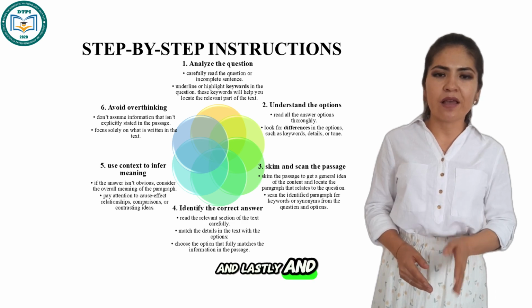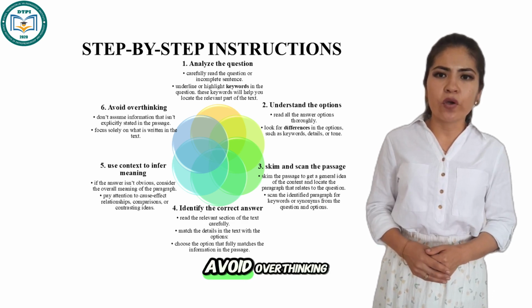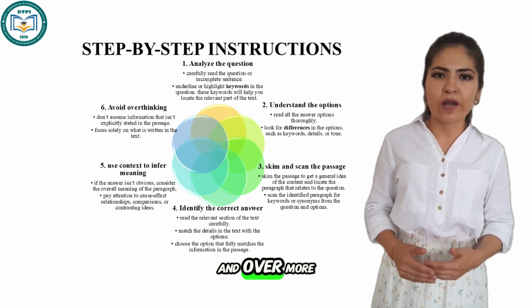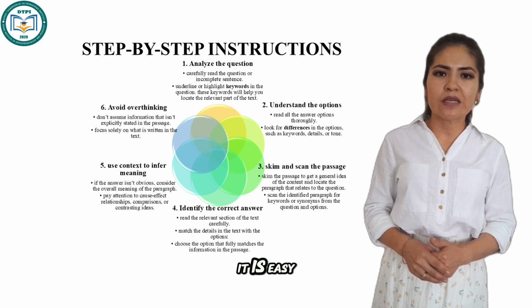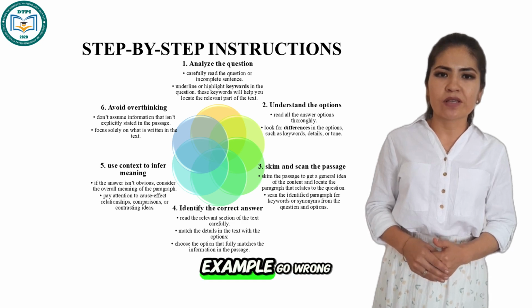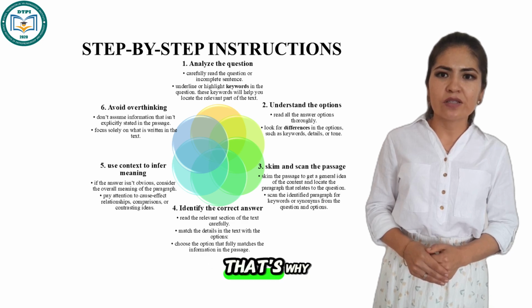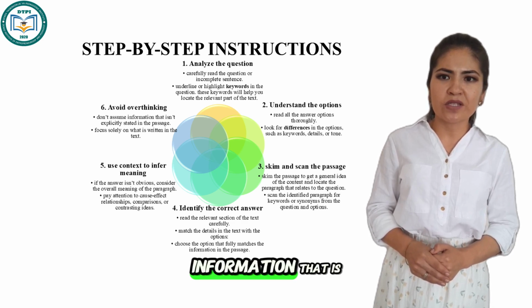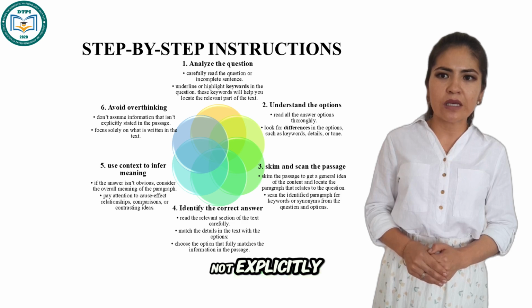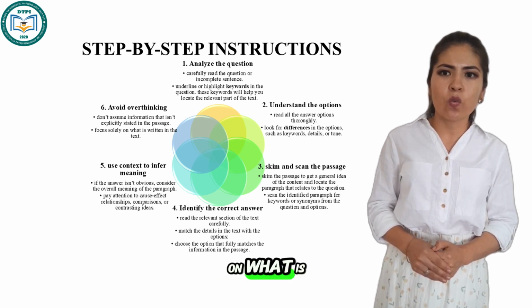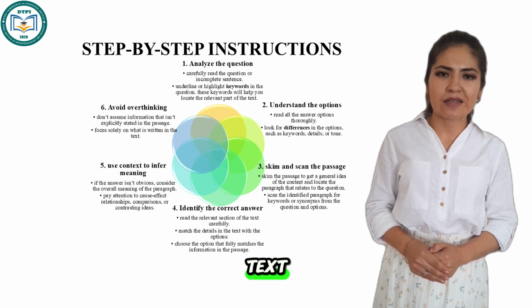And lastly, instruction 6 is avoid overthinking. If you think over and over, more and more, it is easy to, for example, go wrong. You cannot find the true answer. That's why you shouldn't assume information that is not explicitly stated in the passage. Focus solely on what is written in the text. And now let's practice.